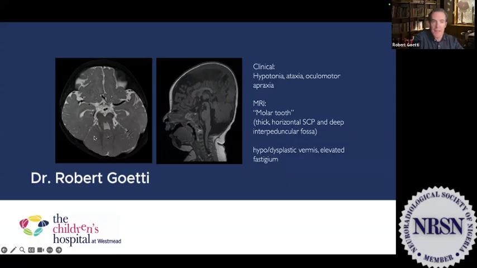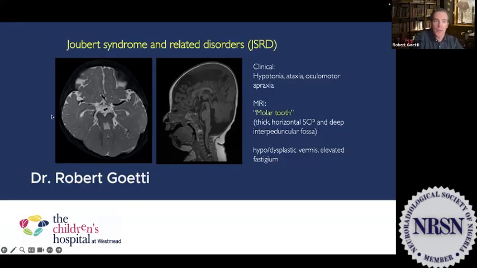It is characterized by thick horizontal superior cerebellar peduncles and a deep interpeduncular fossa, giving this molar tooth appearance. Also, there will be a dysplastic or hypoplastic vermis and an elevated vestigial point. And this molar tooth is the defining factor for Joubert syndrome and related disorders, JSRD. So this diagnosis is defined by the MRI finding.